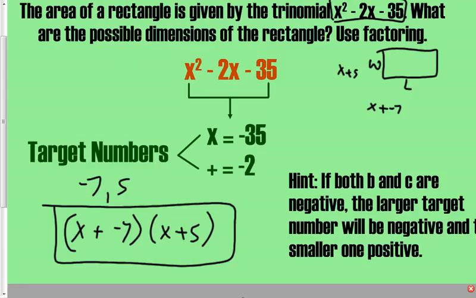All right, so let's just double check. So if we do FOIL, our first would be x squared, which is what we wanted there. Outsides would be 5x, inside would be negative 7x. That gets you to negative 2x, and then the last would be negative 35. So we did it correct.